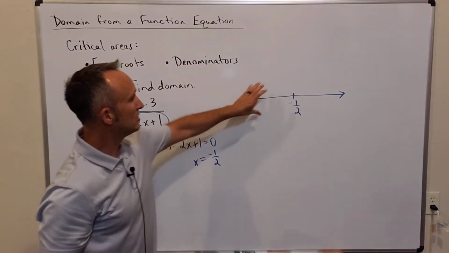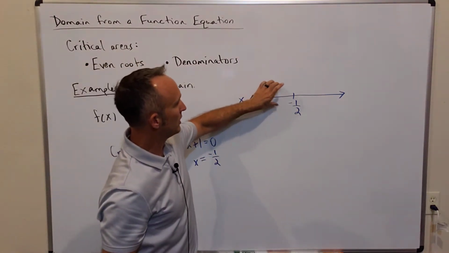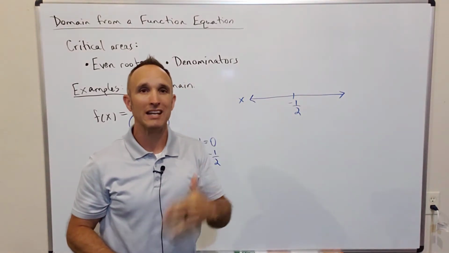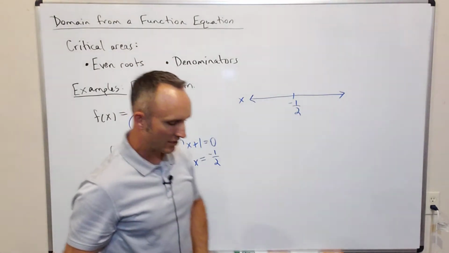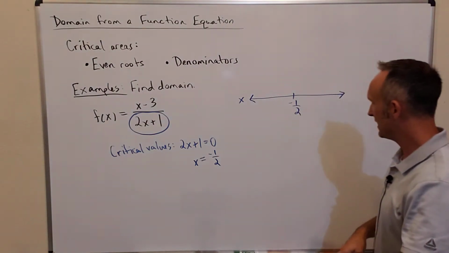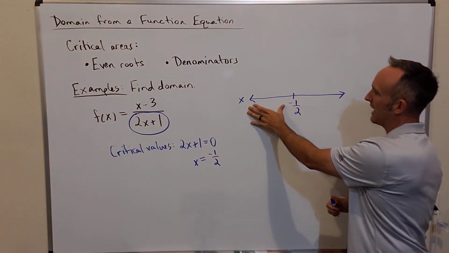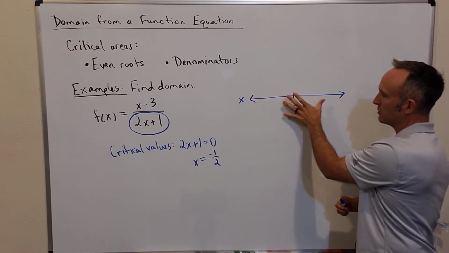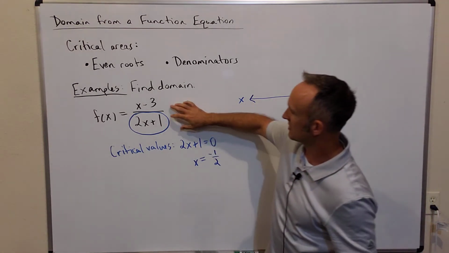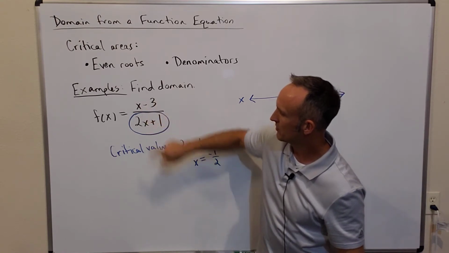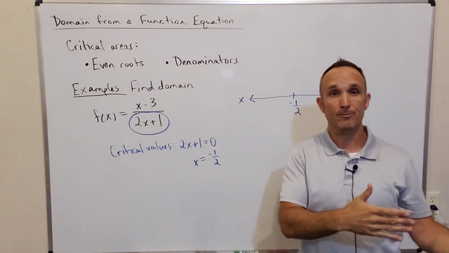Okay, so what we have to do is analyze this number line piece by piece and find out which pieces are in the domain of this function. So here's how we're going to do it. Let's begin with -1/2 itself. I want to look at all the x values on this number line and decide if they can be plugged into this function for x and yield an output, okay?